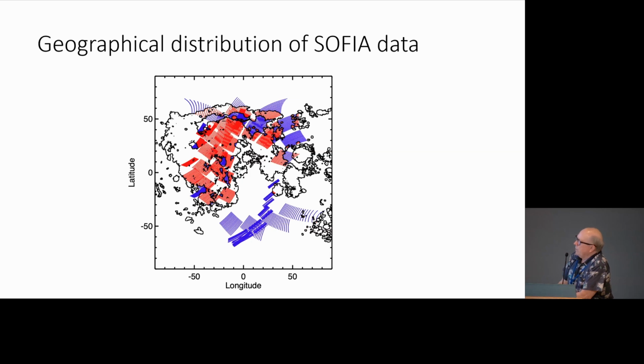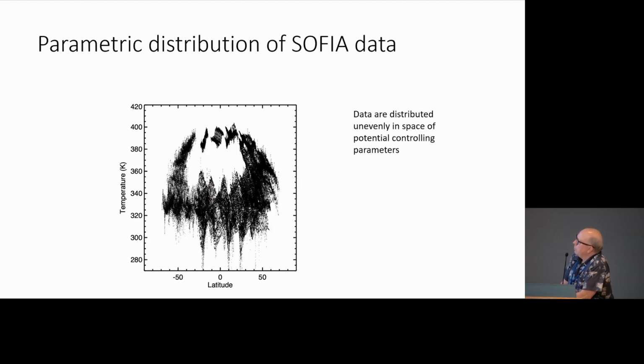The data are very incompletely sampled in space and in parameter space. Here's what it looks like with latitude on the horizontal axis and temperature on the vertical axis. So we have to be very careful when we examine these data that we aren't introducing correlations.